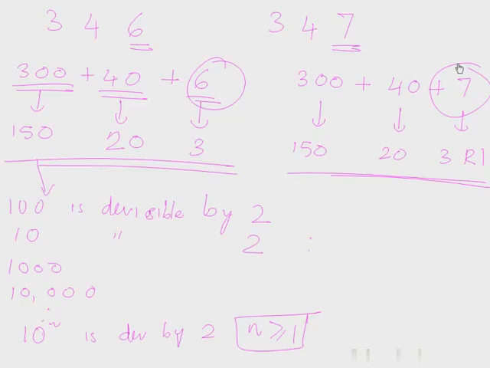When is the units place divisible by 2? Well, the units place is divisible by 2 if the numbers are 0, 2, 4, 6 or 8. And it's not divisible by 2 if the numbers are 1, 3, 5, 7, 9. It's only the units place that decides, and that basically is the proof.